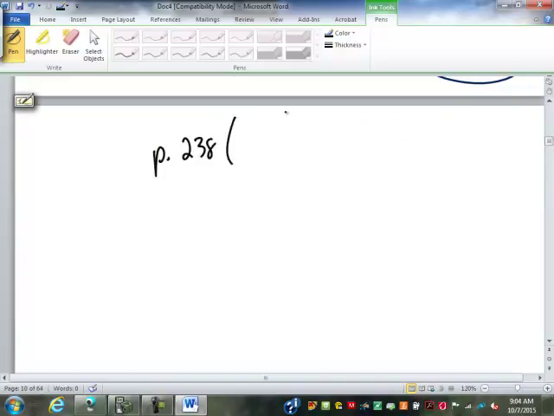In your packet, page 238, 51 through 56, and page 266 in that packet, 49 through 54.